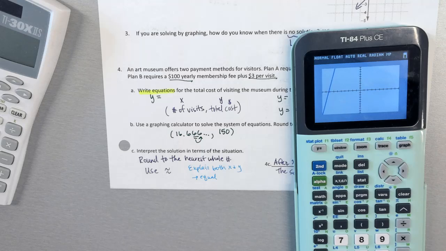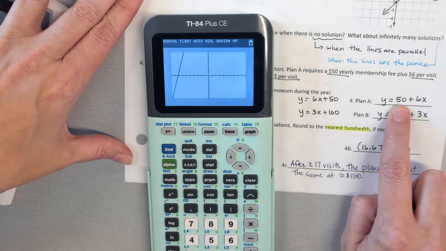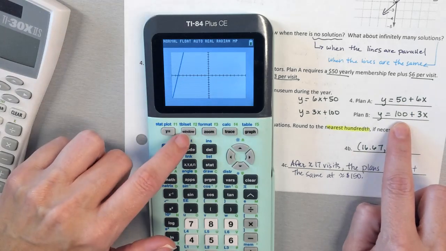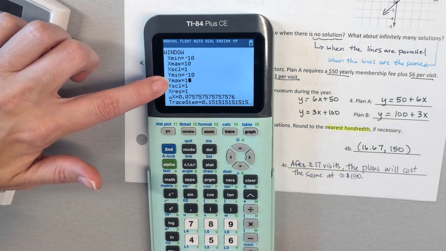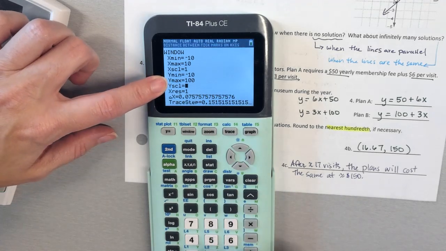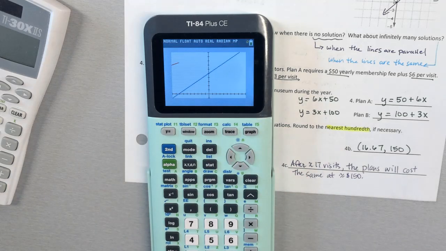The first thing I want you thinking about is that y-intercept. This is 50, this is 100. So if my y-intercept is 100, let's make the y max 100 so I can see what's happening there. And then these are your tick marks. So if I go by 10, okay, now that was a really good start.